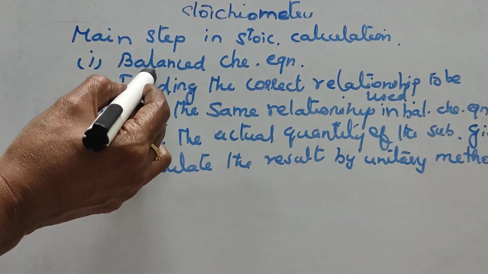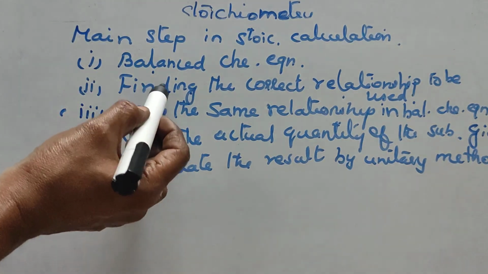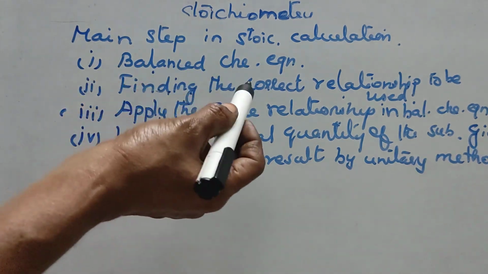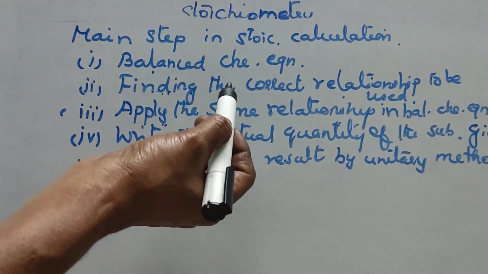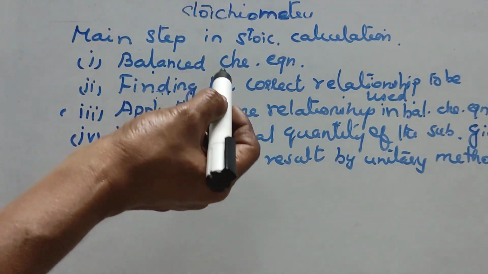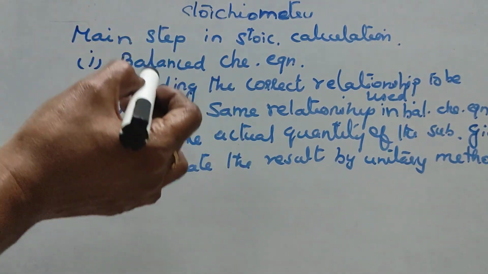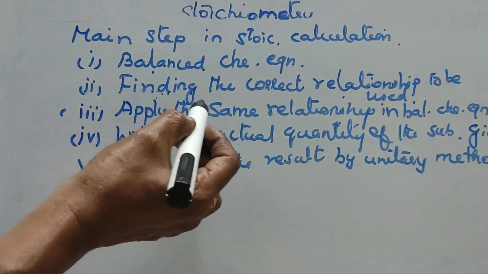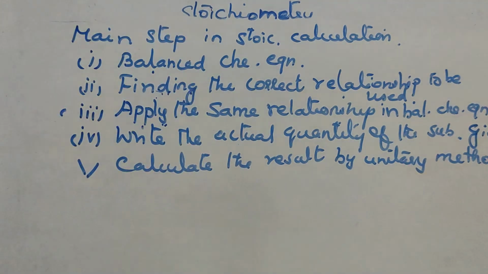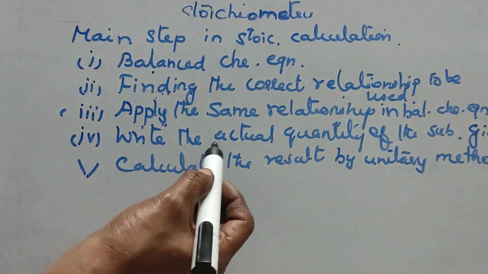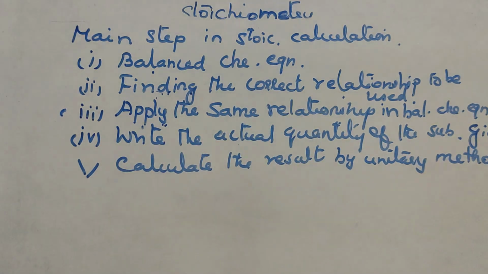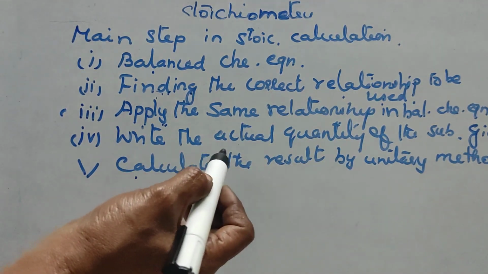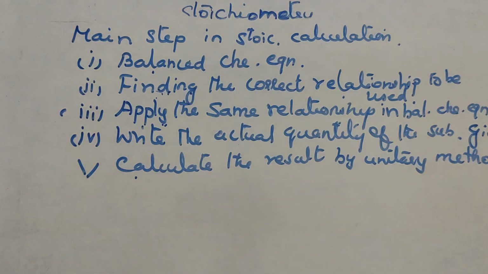First we should write balanced chemical equation, and we are going to find out in which way they have interrelated. Mass and mass they have given, or mass and volume, or volume and volume, in what relationship they have given the values. Next, apply the same relationship in balanced chemical equation also. Then write the actual quantity of the substance given. Last, we are going to calculate the result by unitary method. This is the way to find out the result in stoichiometry calculation.